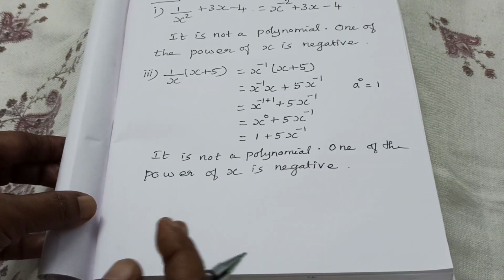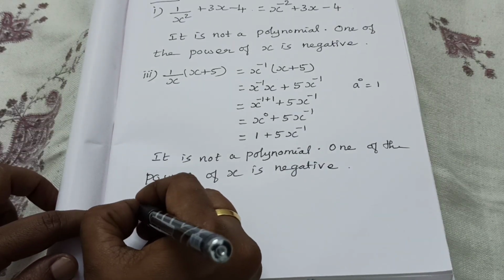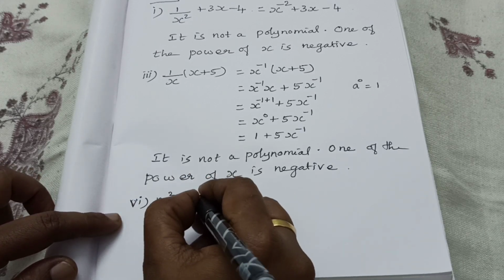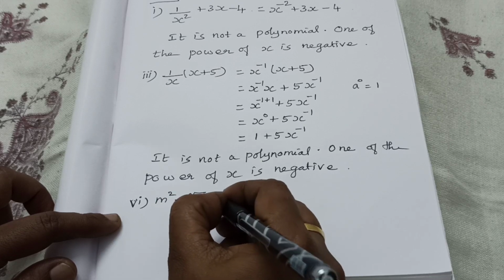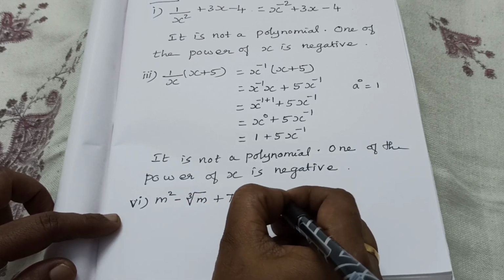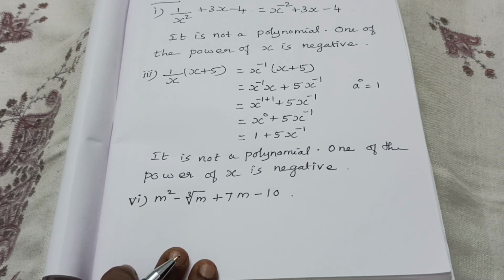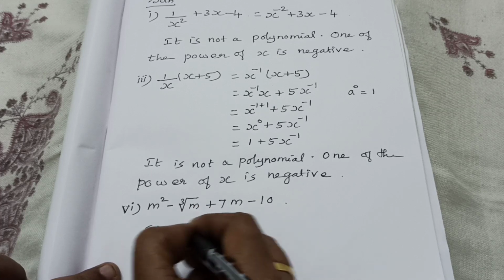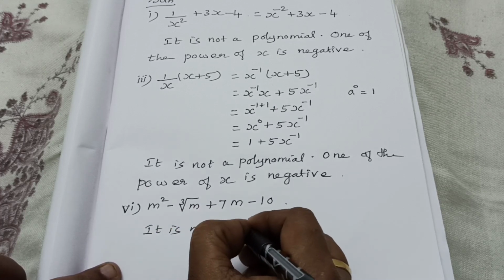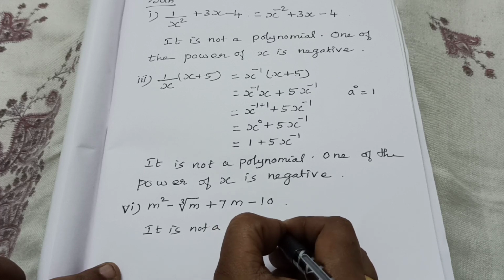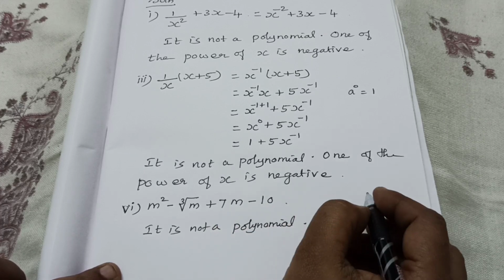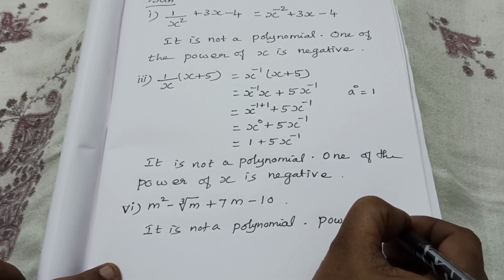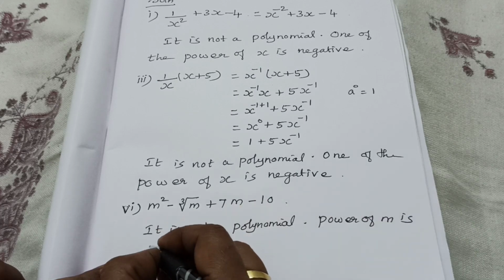Okay, next one. Sixth sum: m square minus cube root of m plus 7m minus 10. Is it a polynomial? No, it is not a polynomial. Why? What's the reason? The power of m is a fraction.